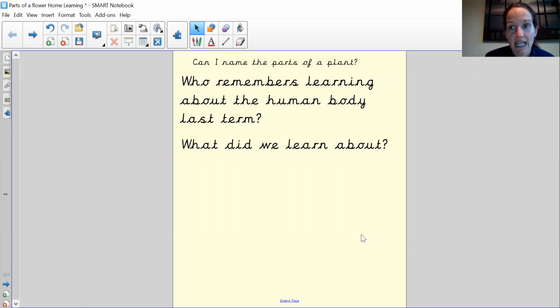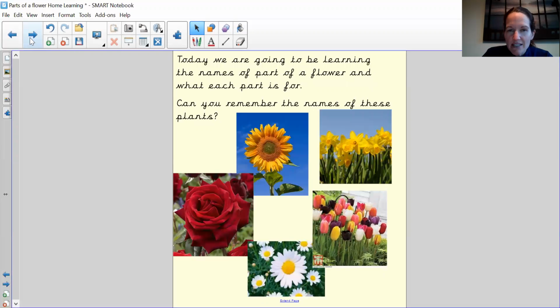So just like us, we have our heart and our stomach and different parts, our arms, our legs, a plant also has different parts. And lots of you knew lots of the parts of the flower and the trees from our cold task last week. So today we are going to learn about the different parts of a flower and what they're for.